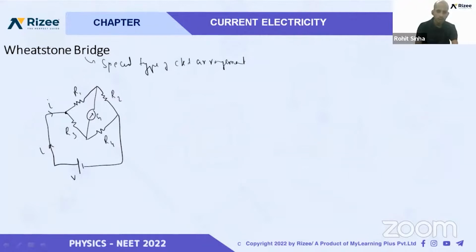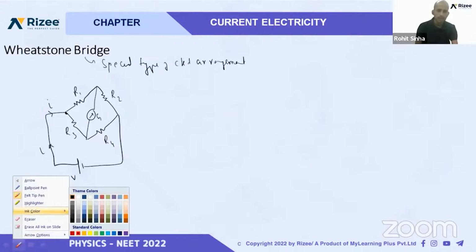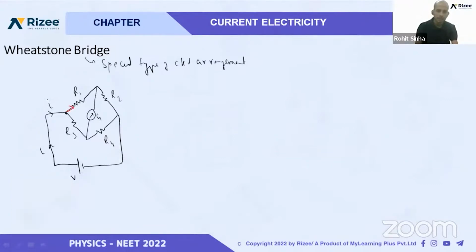Let us suppose a current I is flowing through here. What will happen here according to Kirchhoff's current law? There will be a current distribution. One current will go here. Let us suppose I1 will go here, and I2 will move here, and we know I2 will be I minus I1. That's all.